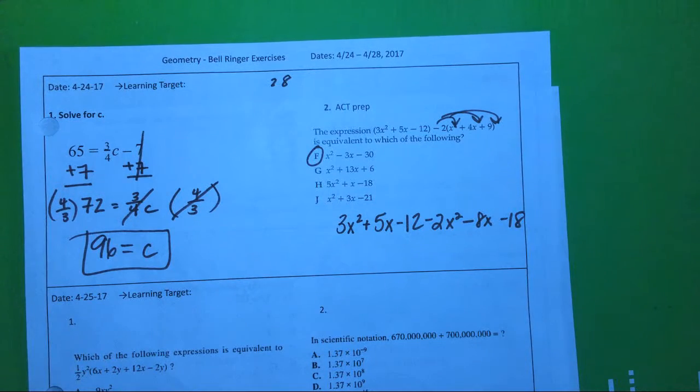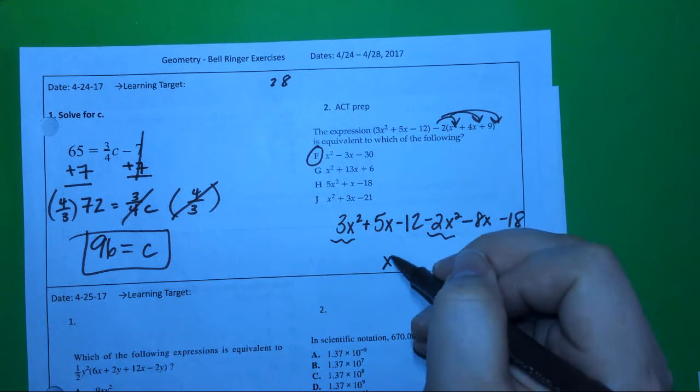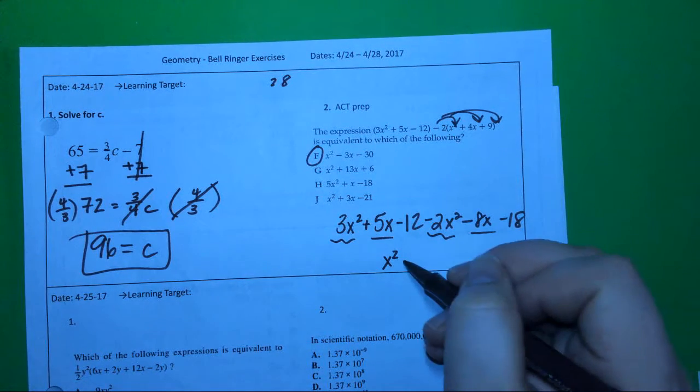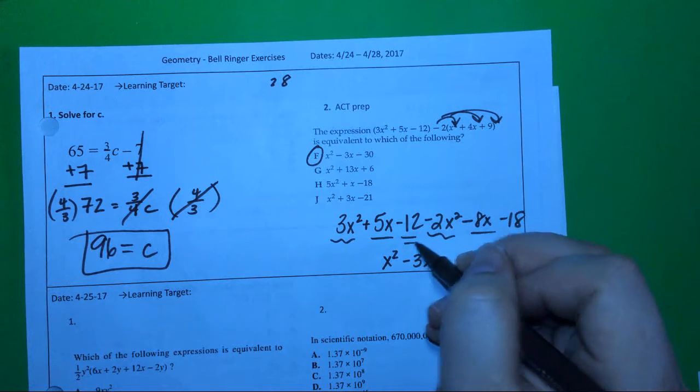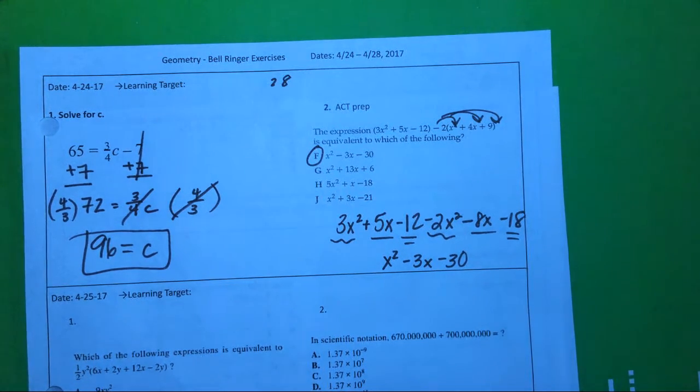And then what did you do? And I just combined my terms. You combine those two, got x squared, 5x, negative 3x, negative 12, negative 18, and negative 30. Perfect, thank you. Are there any questions about this?